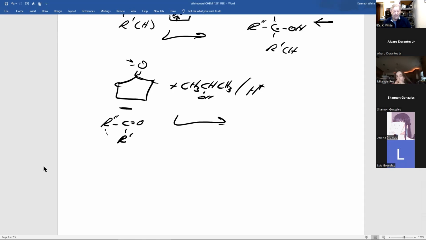Here, our prime and our double prime are connected together. Could have been an aldehyde, it's not. And what do we have here? Ooh, hydroxyl group on a carbon. That's an alcohol plus acid catalyst.